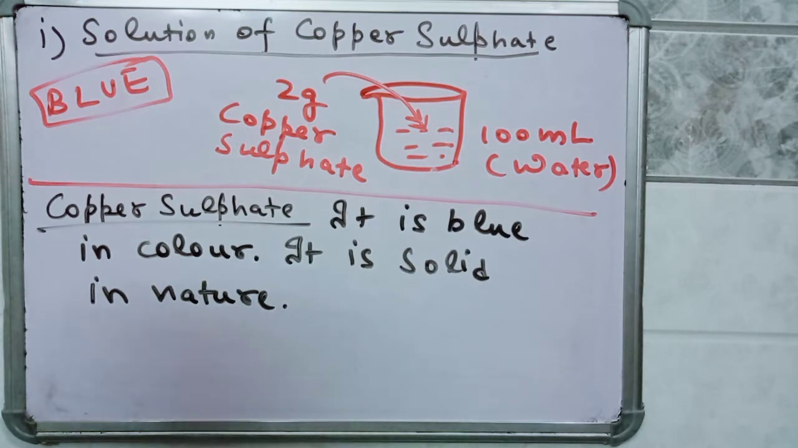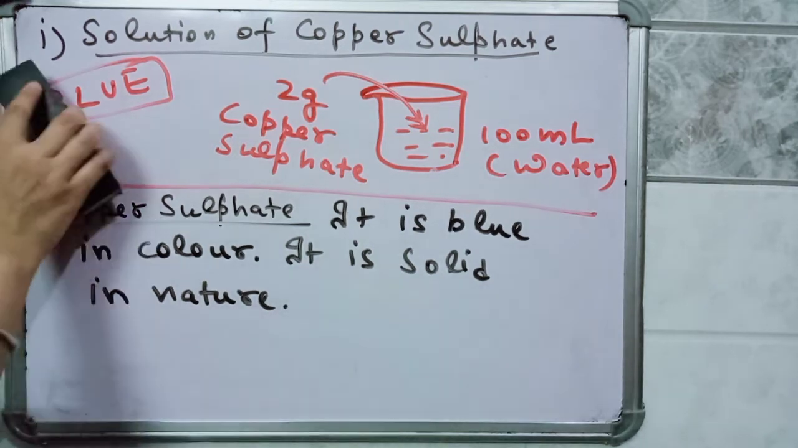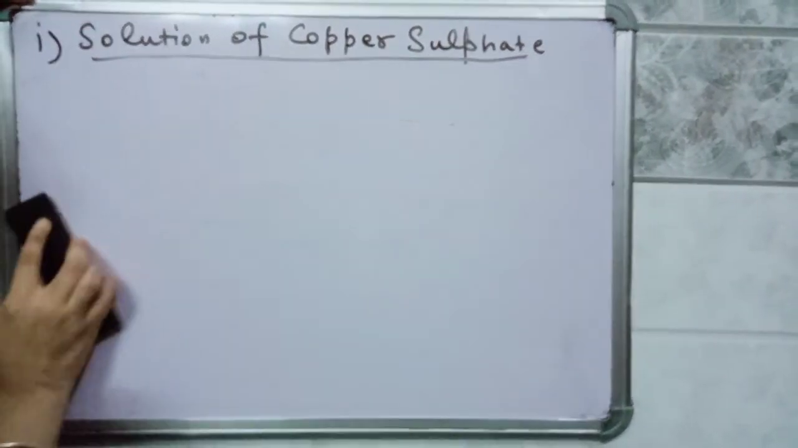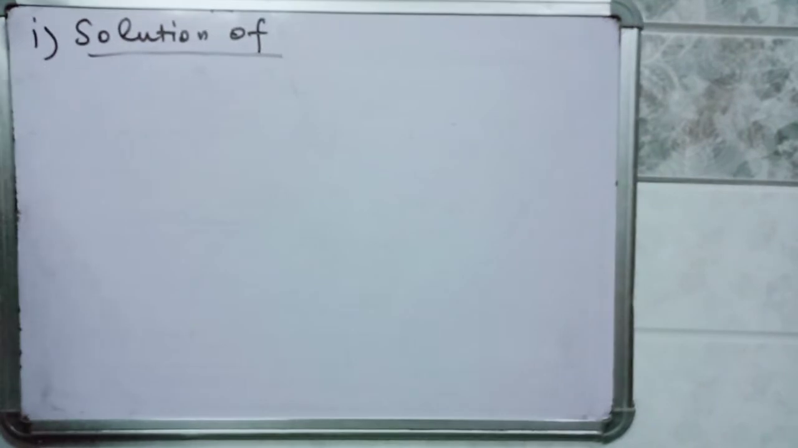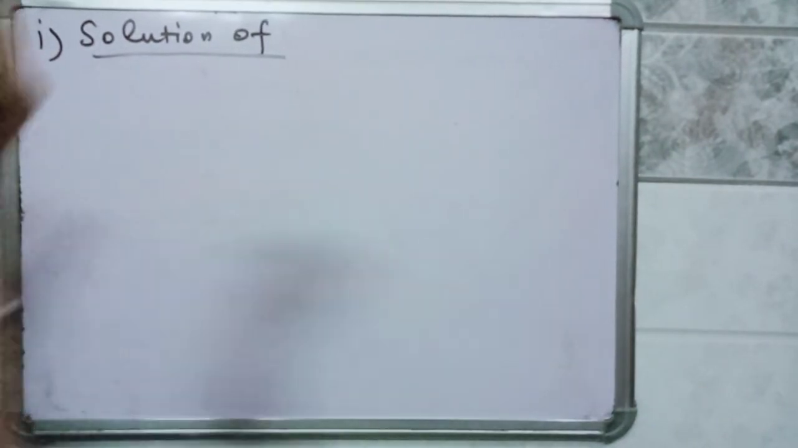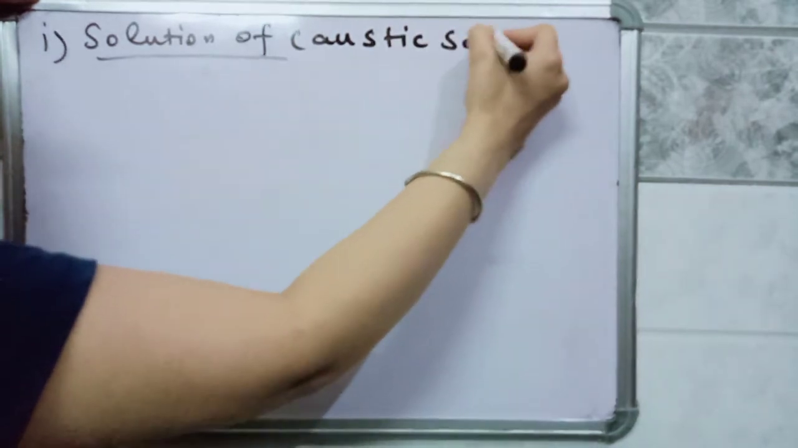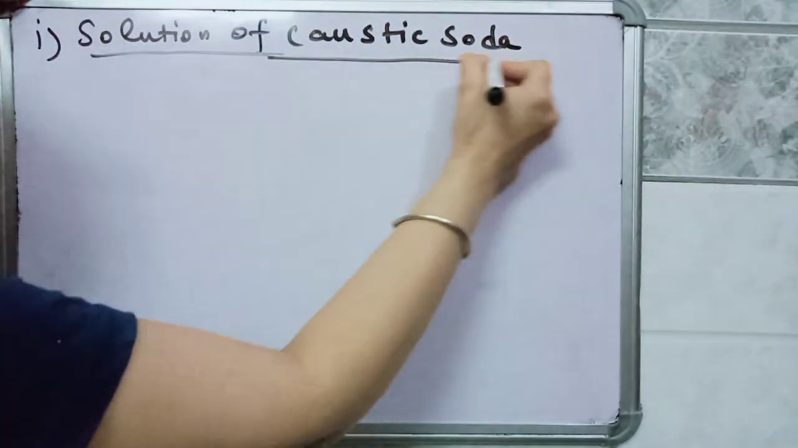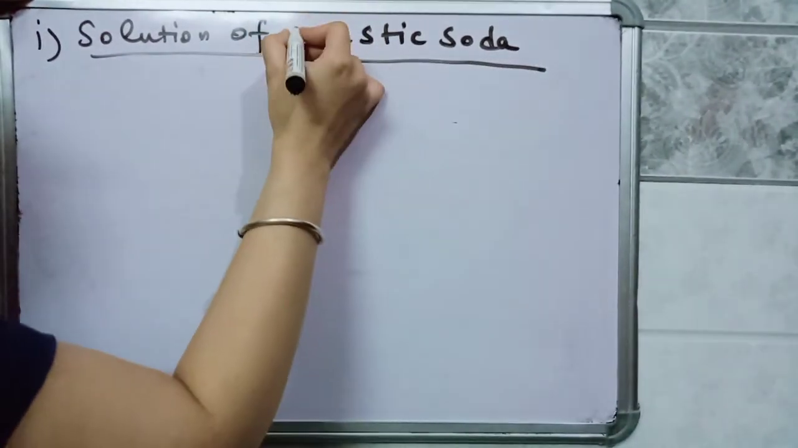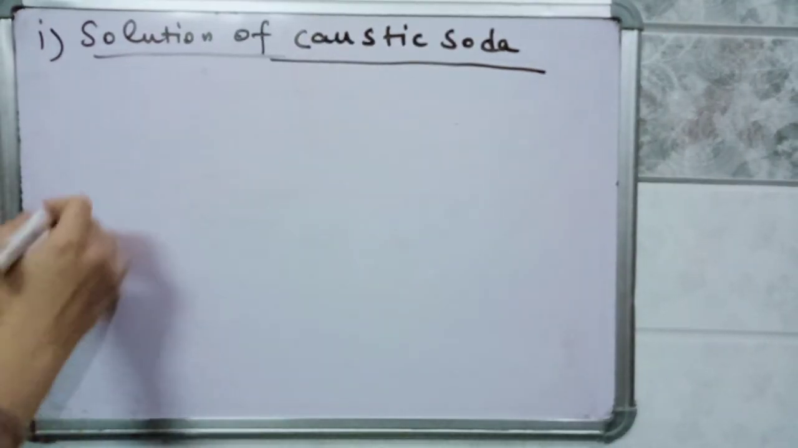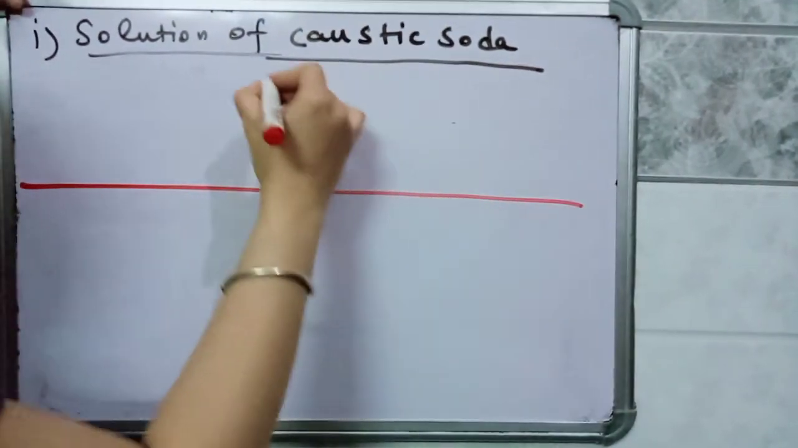Now the next chemical is solution of caustic soda. Caustic soda is a chemical that is used in various laboratories. So how can someone prepare the solution of caustic soda?